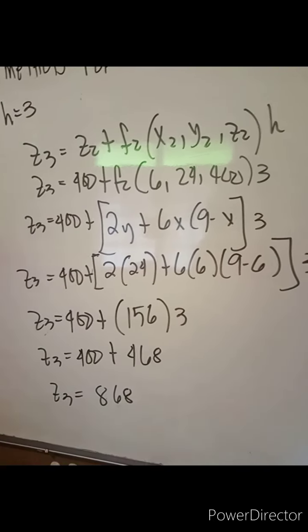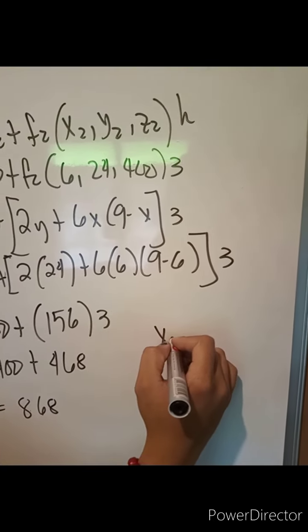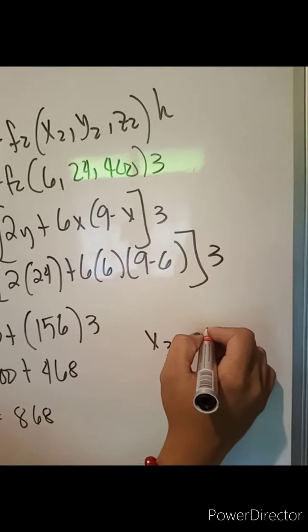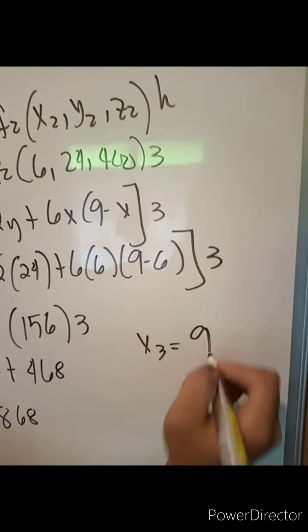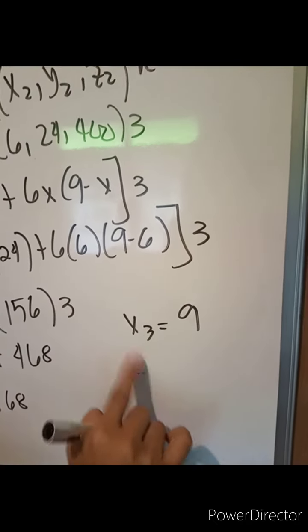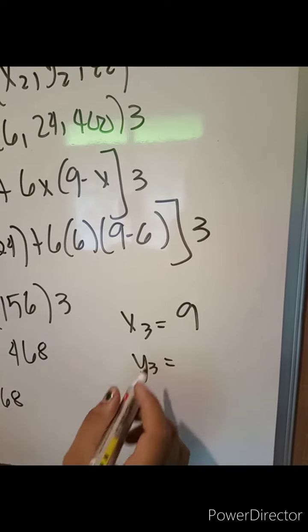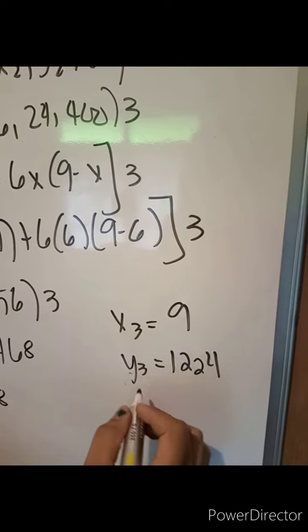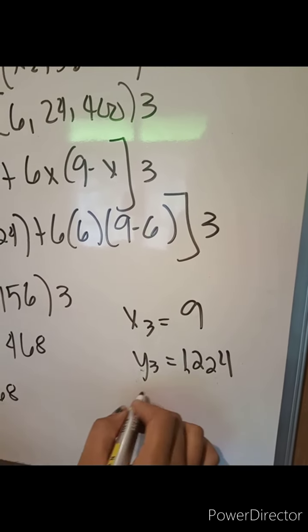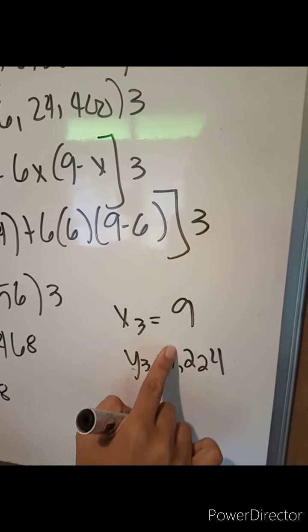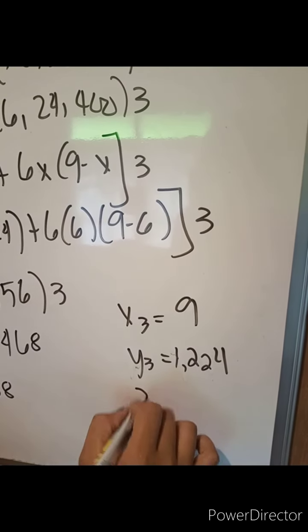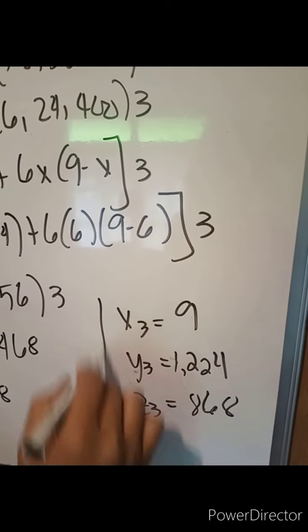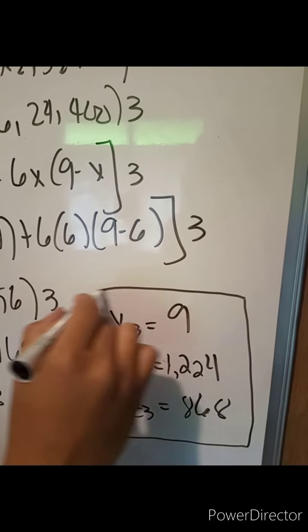So yung x sub 3 natin is 9. Y sub 3 natin is 1,224, and yung z3 natin is equal to 868. Ito yung sagot.